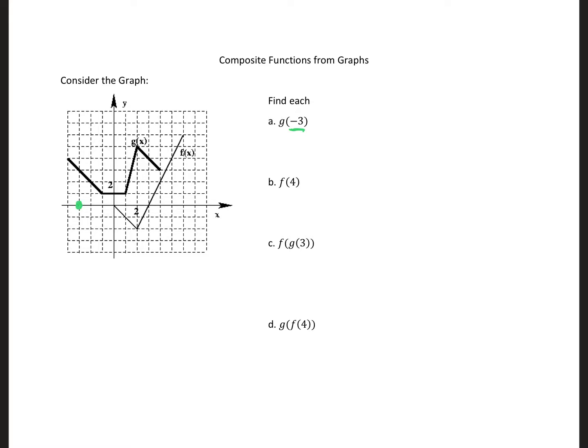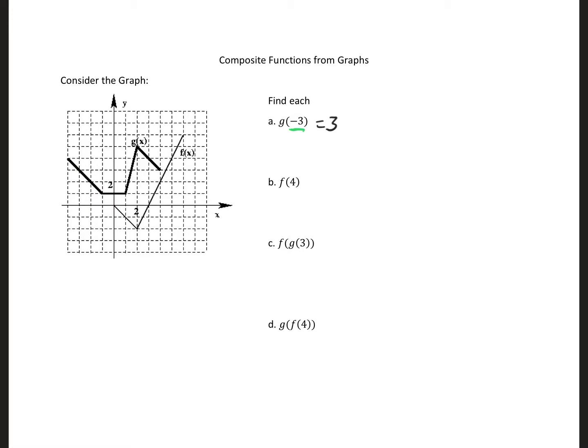So here is -3 on the horizontal axis. The output of g of x at that location is equivalent to the vertical height. Vertically, we move up 1, 2, 3 units. The vertical height there is 3. g of -3 is just 3.